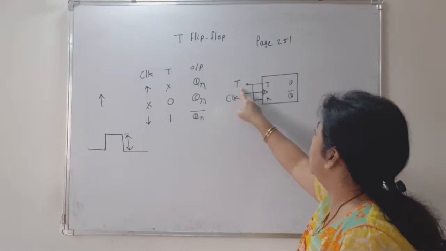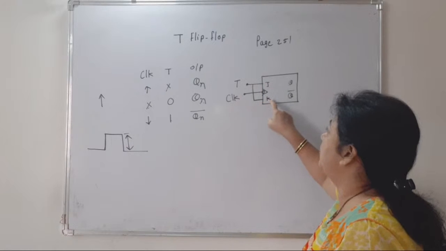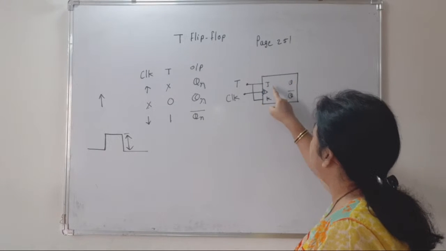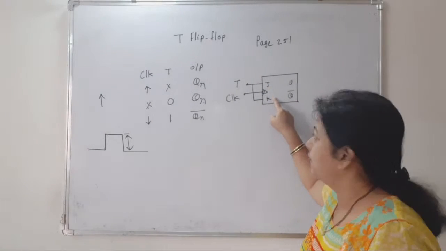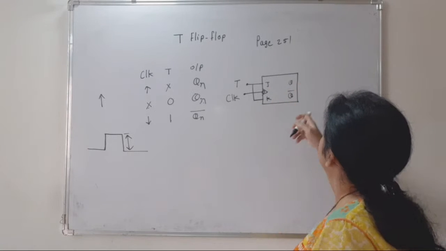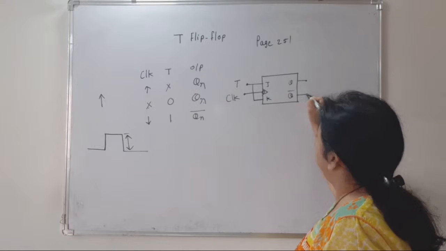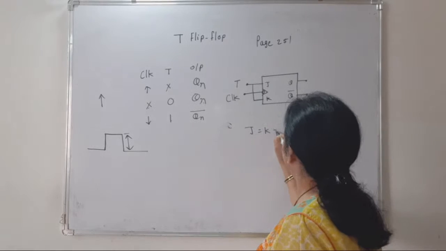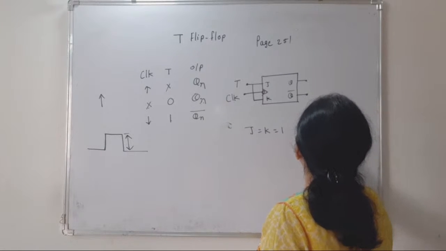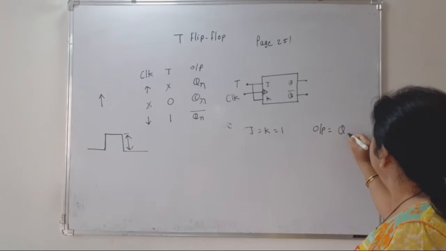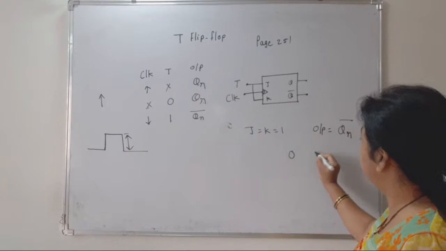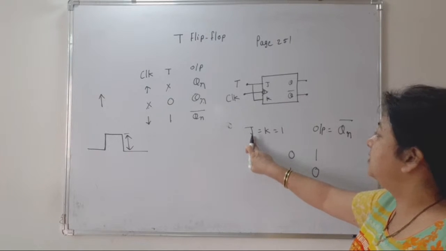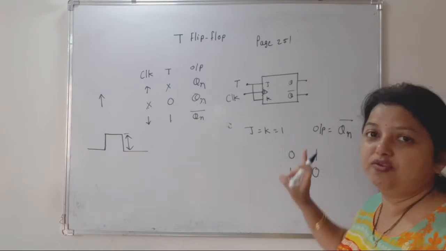If T is equal to 1, then J is equal to 1 and K is equal to 1. Both J and K are 1, 1. And what happens for that JK flip-flop? Whenever J is equal to 1 and K is equal to 1, the output changes the previous state. Whenever J is equal to K is equal to 1, output equals Qn bar. Means if the previous output is 0 it becomes 1, if the previous output is 1 it becomes 0. Under this condition only, the necessary condition is J is equal to K is equal to 1.